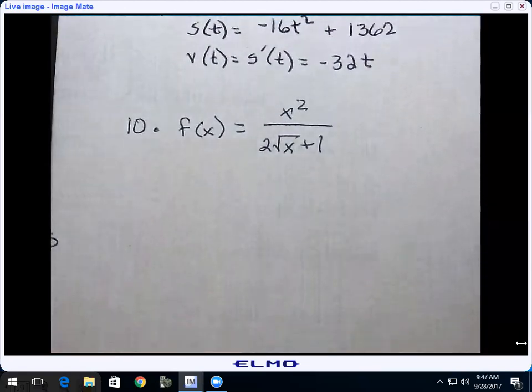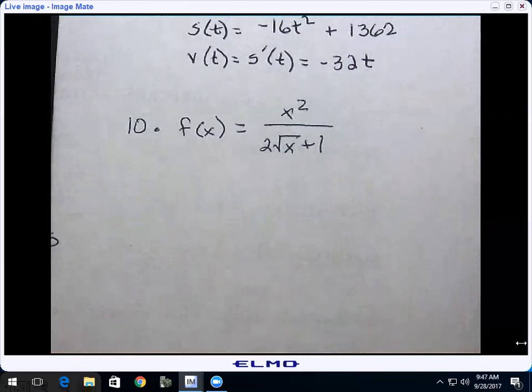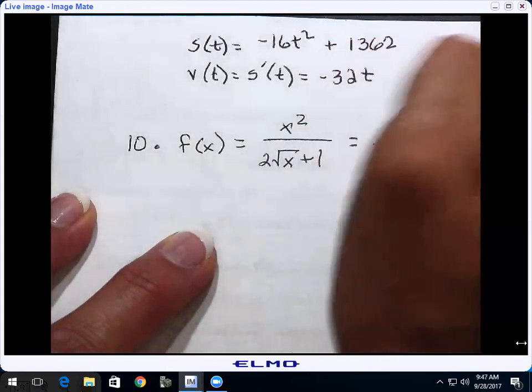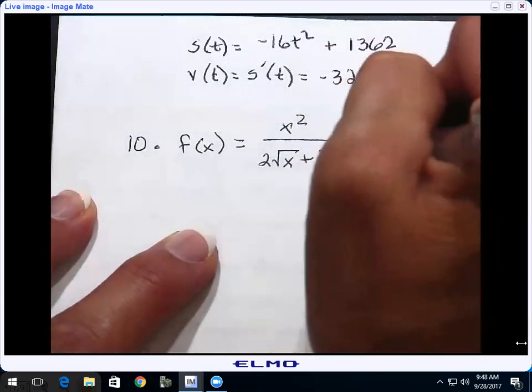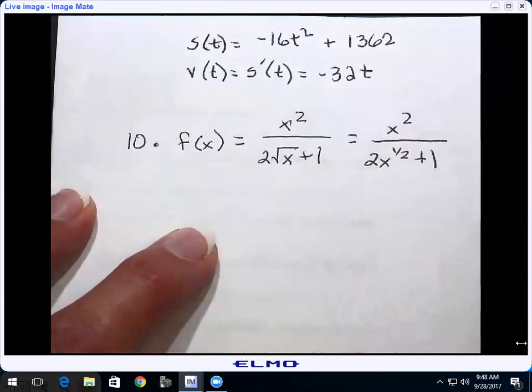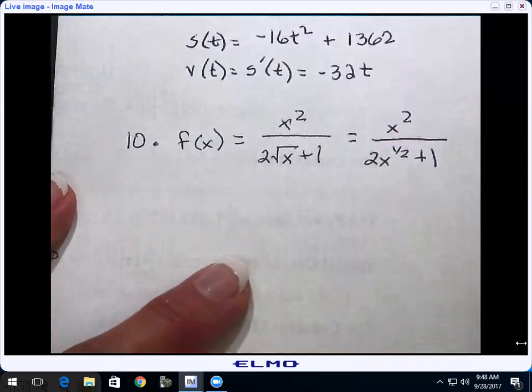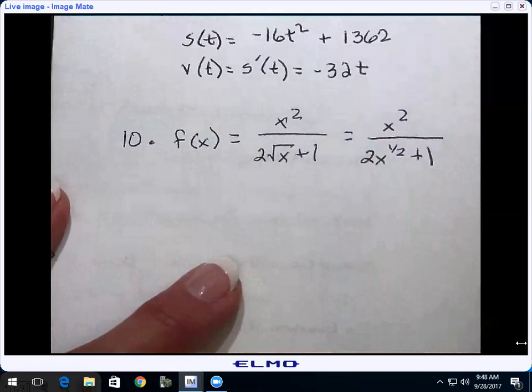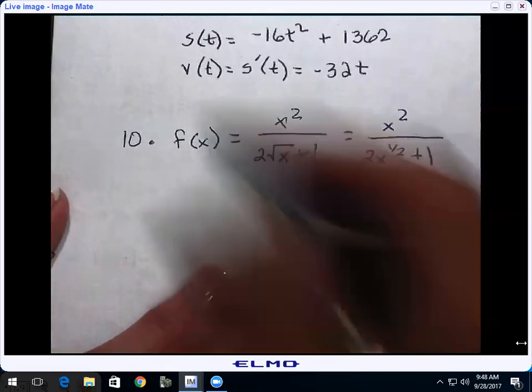Does that meet one of my guidelines for rewriting to avoid the quotient rule? No, I couldn't just split that into 2 fractions because the denominator is a binomial. So don't do anything illegal. You could write that denominator as 2x to the 1/2 plus 1, but then you're pretty much going to need to use the quotient rule.